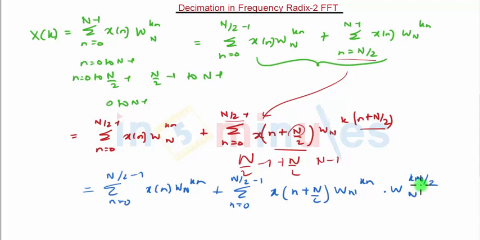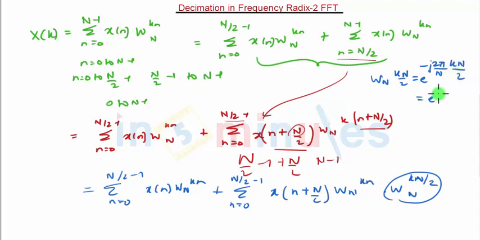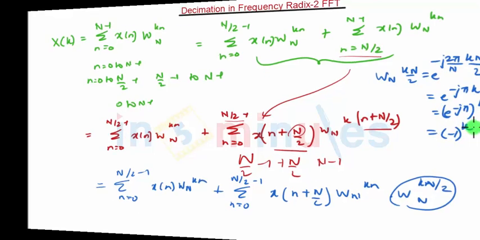So here we can focus on this term, that is W_N raised to kN by 2. We will expand this and express it in the form of e raised to minus j. W_N raised to kN by 2 would give us e raised to minus j 2 pi by capital N into kN by 2. It leads finally to e raised to minus j pi k. e raised to minus j pi is minus 1, so it finally gives us minus 1 raised to k.